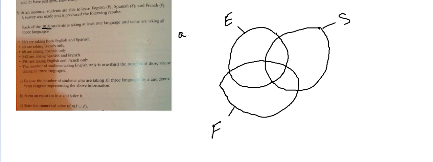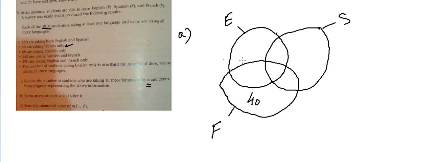First, this is part A, because part A is asking us to denote the number of students that are taking the three languages by X, and draw the Venn diagram. Let's go to the points in the survey that tell us only, the most important and easier ones. 40 students are taking French only. This part over here covers French only. So this one is done.